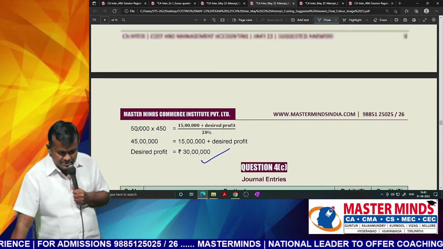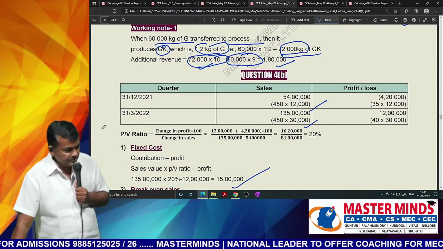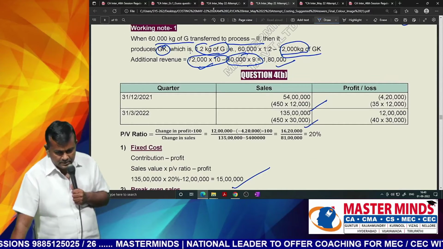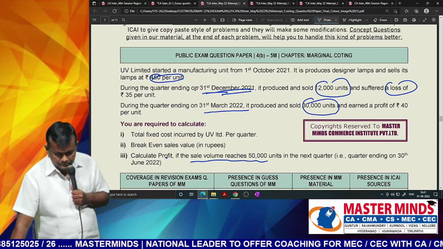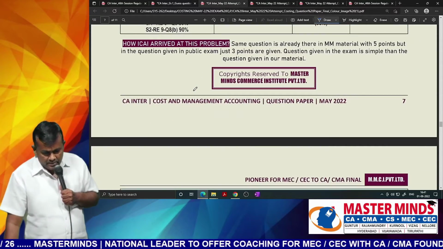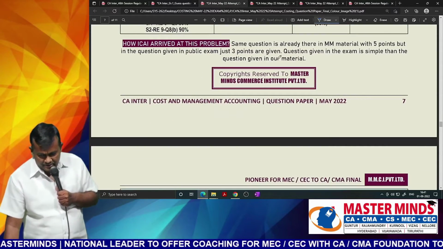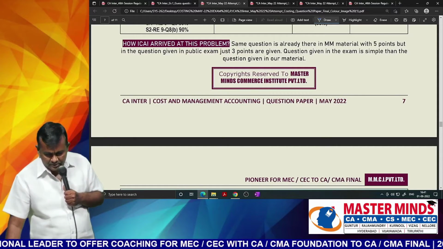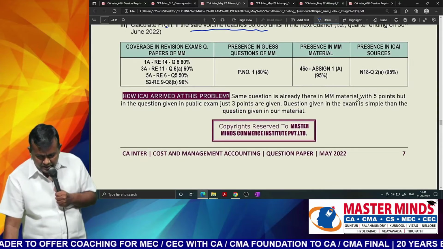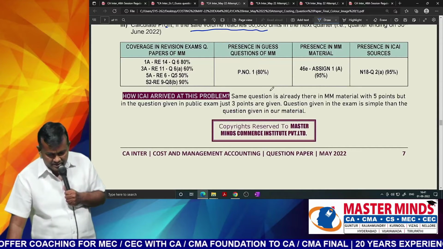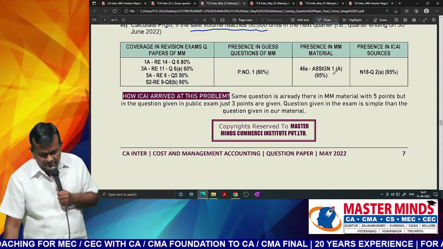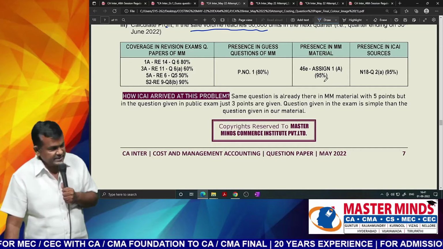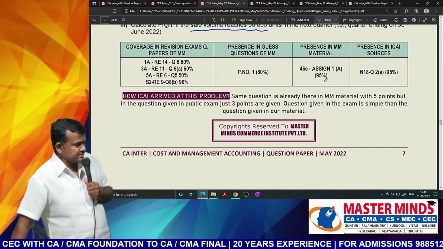Right. So this is problem number 4B. The same question is already there in our material with 5 points, but in the public exam just 3 points are given. So the question given in the exam is simpler than that in our material. So here it is assignment 1, year 95%, that means just the numbers change.